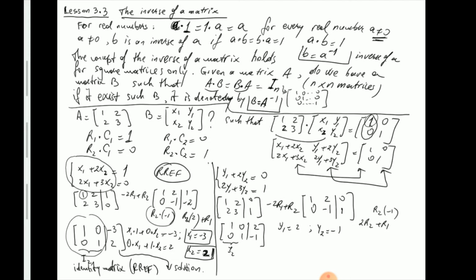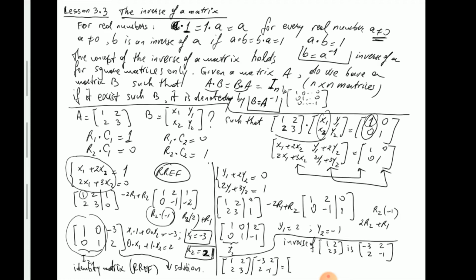So the inverse of the matrix I just started with, the matrix 1, 2, 2, 3, is the matrix, remember these were by columns, x1, x2, that makes it minus 3 and 2, and then the second column y1, y2, that was 2 and minus 1. We're going to actually check this product right now, just to convince ourselves that this is indeed the inverse of this matrix. And you should check the same product in reverse, the inverse times the original matrix, just to convince yourself that this is indeed the identity.